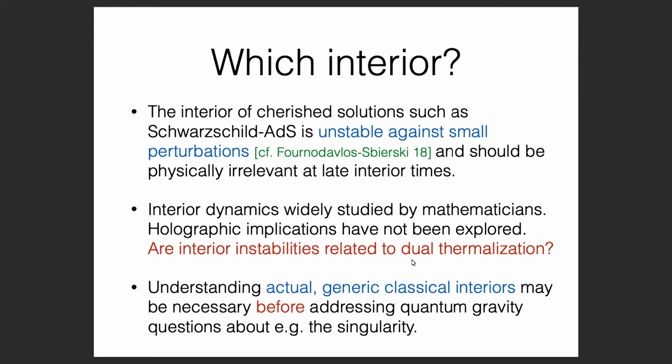And the question that keeps coming back to my mind, even though it may be a red herring, is whether these interior instabilities, which have nothing to do with the Lyapunov chaos, which is all about the horizon, nothing to do with the redshift of the horizon, it's stuff happening deep in the interior, have any relationship at all to thermalization in the dual field theory. Possibly it doesn't. I don't know, but I can't help wondering.